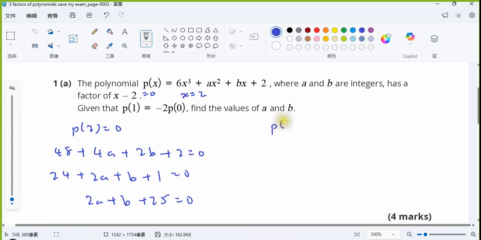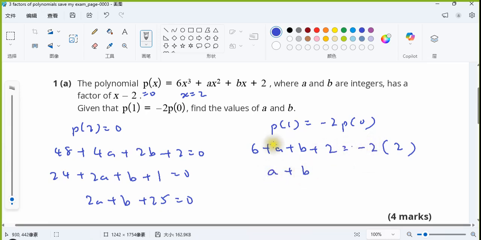So we have P(1) equal to negative 2 P(0). So P(1) is 6 plus a plus b plus 2 equal to negative 2 times 2. Okay, so we have a plus b, this one is 8 and then plus 4, then plus 12 equal to 0. Okay, so this is equation 1, this is equation 2.